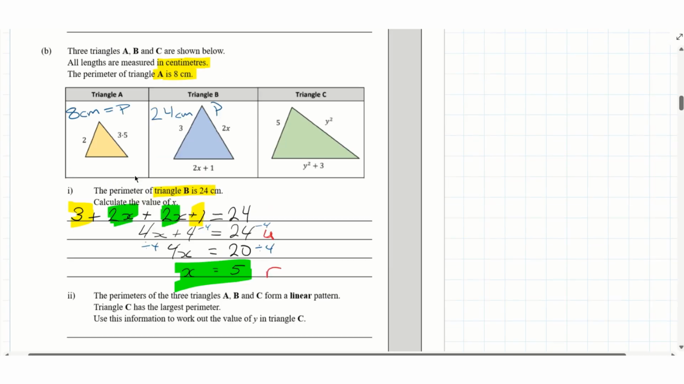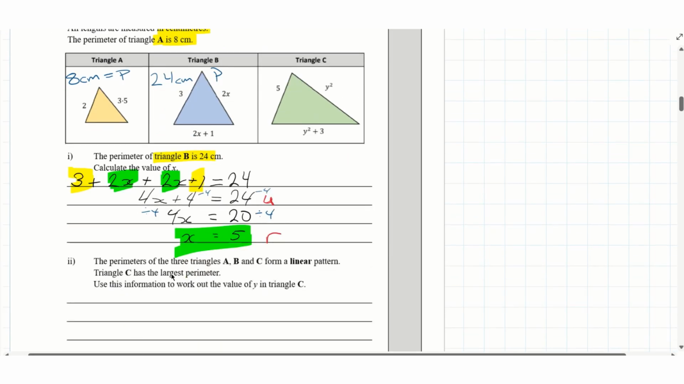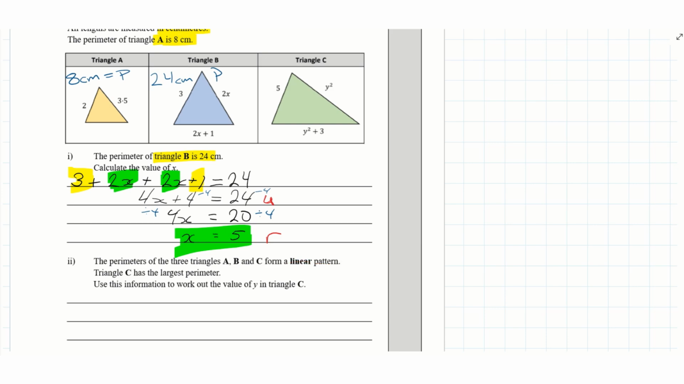Okay, so we've already looked at the information in the first part of B. So let's look at the new information that we have here. The perimeters of the three triangles A, B, and C form a linear pattern. Triangle C has the largest perimeter. Use this information to work out the value of y in triangle C.